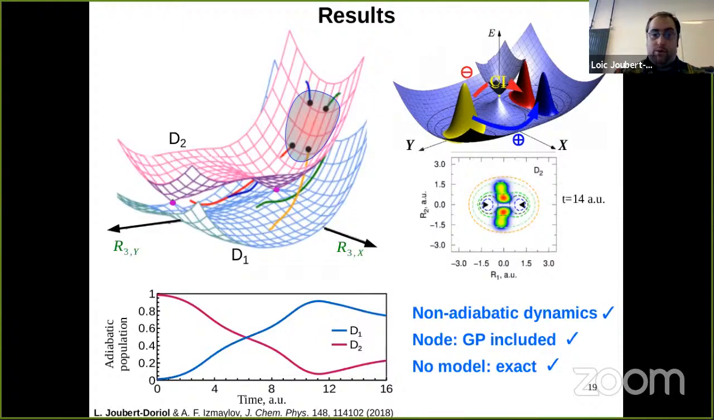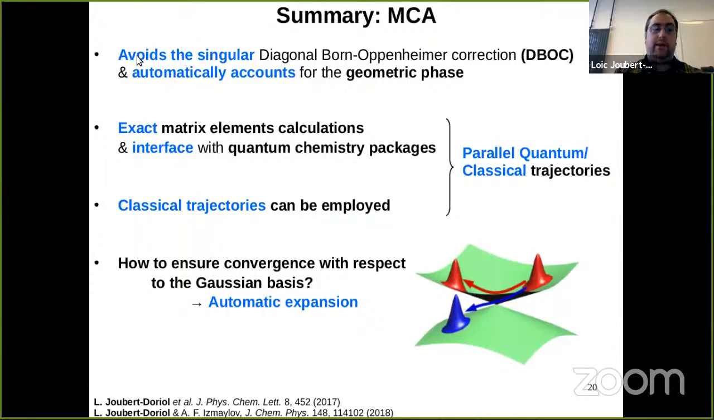So as a summary, just to repeat what I said, this method avoids the singular terms, and it automatically accounts for the geometric phase. We can use it to calculate exactly all the matrix elements. And here there is a nice possible interface with quantum chemistry packages, because all we have to do is just Gaussian integration. And if we combine it with classical trajectories, we can even have this two-step solution of the Schrödinger equation, where we first do quantum classical trajectories in parallel, and then we reconstruct the basis and solve the quantum dynamical problem in this time-dependent basis.